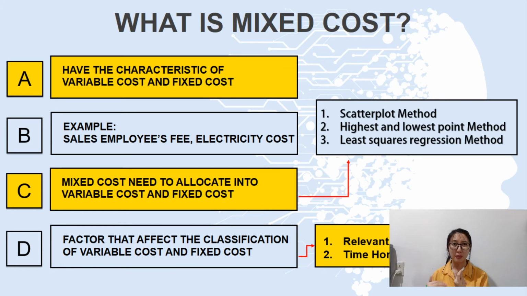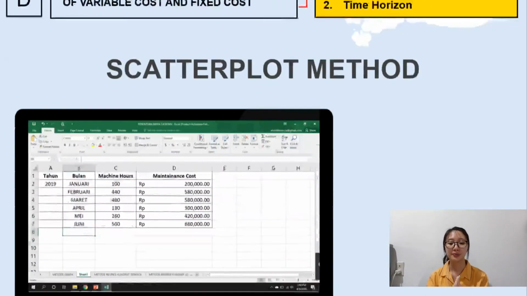Meanwhile, if you're talking about the time horizon, in long-term dimension, all cost is considered as a variable cost due to inflation or economic changes, because that factor will make the cost become unpredictable. Meanwhile, in short-term dimension, a cost can be considered as a variable or fixed cost based on the activity levels.